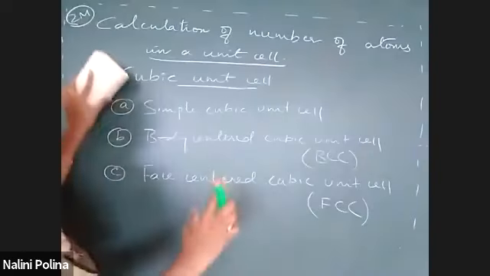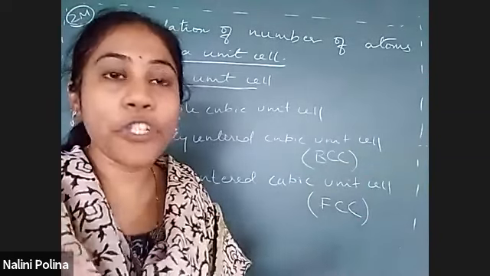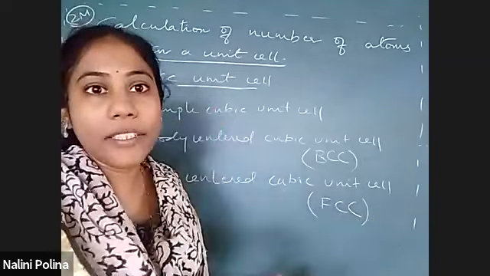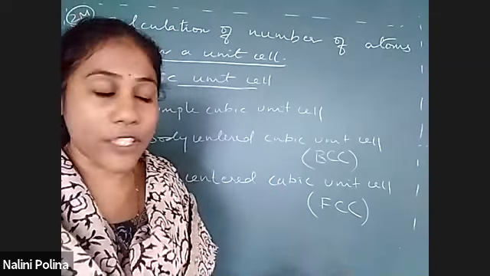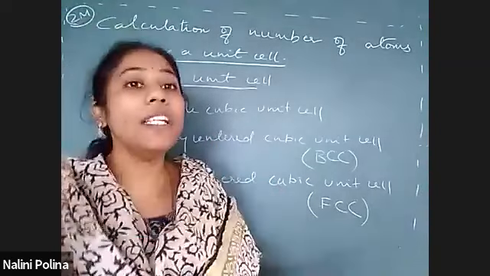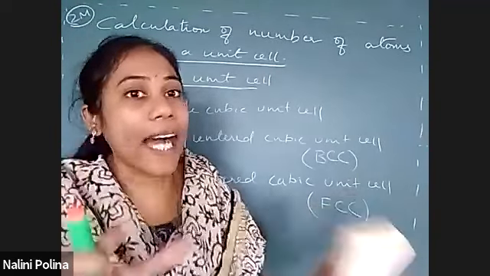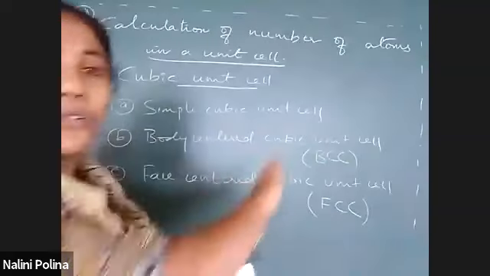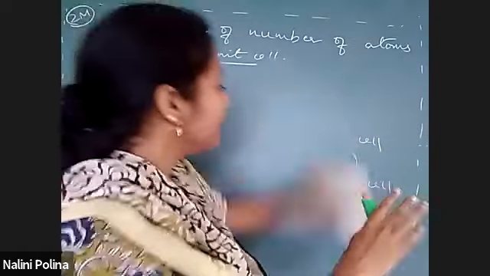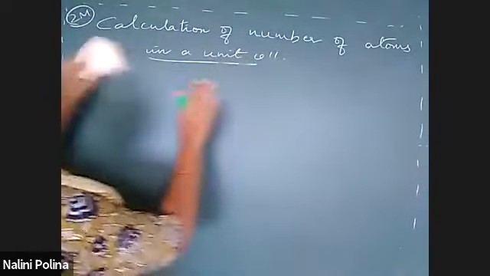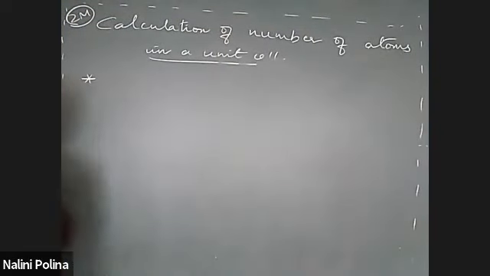We will call it contribution of atoms. You should know about the contribution of an atom present at the corner, within the body, and on the face. How much a particular atom contributes to one single unit cell, you must have that idea. If you have that idea, you can easily calculate the number of atoms in a unit cell. So just try to understand this concept. The very first point, these points are very important.